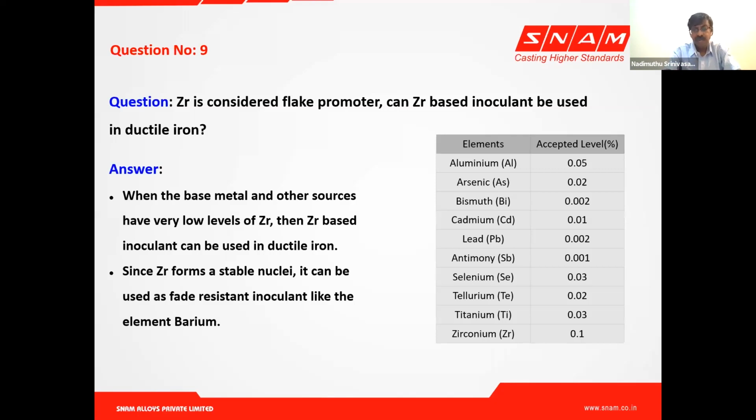So just to give you, what is the accepted limit, because we have mentioned the base metal and other sources should have a very low level of zirconium. So what is the accepted level of each of these elements? This is as per the ASTM specialty handbook. You will find that zirconium up to 0.1% can be tolerated. So if you are having lower levels in your base metal and the other sources of your charge mix, yes, then zirconium can be used as an inoculant in ductile iron.